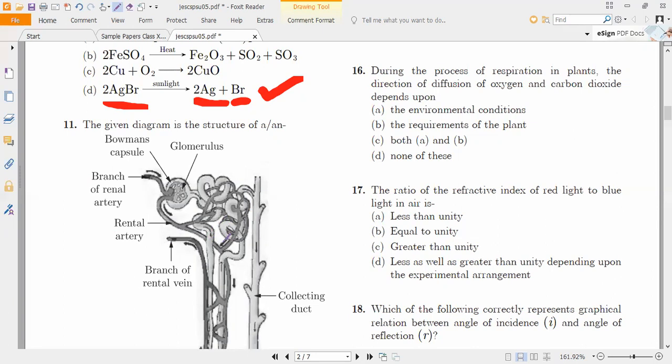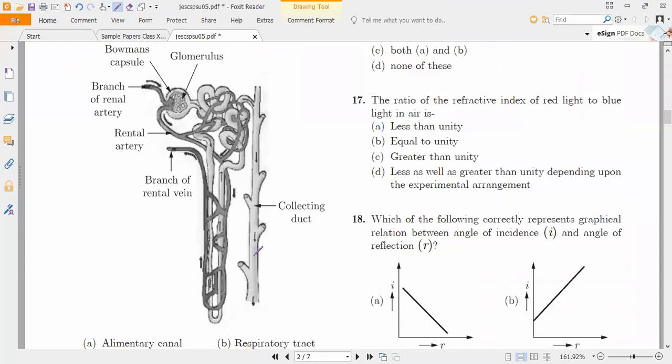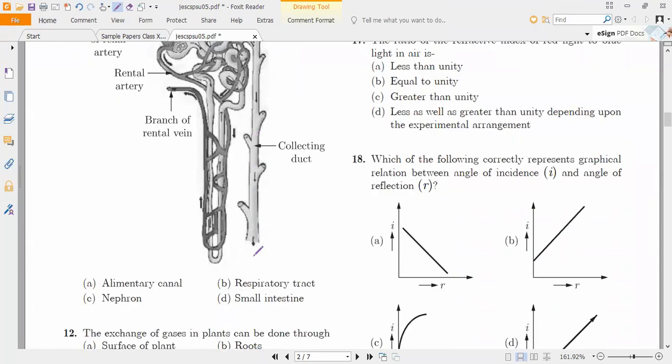What they are asking is the structure of the nephron. The given diagram is the nephron structure, correct? So that is a known thing directly to us.